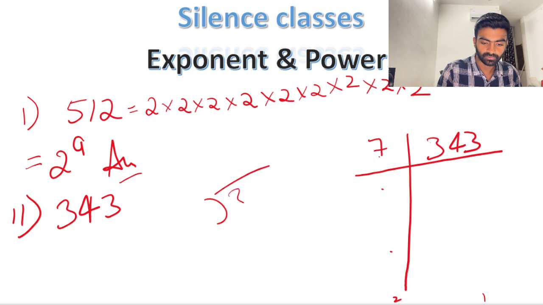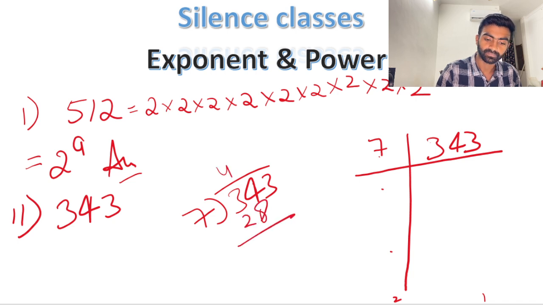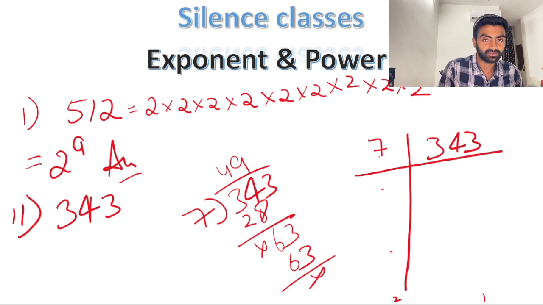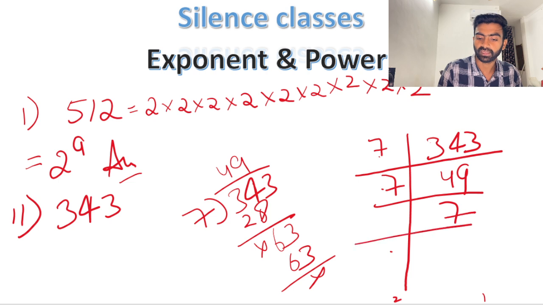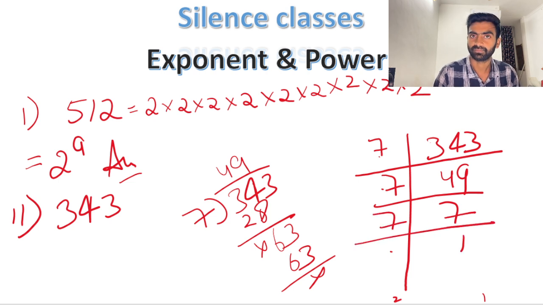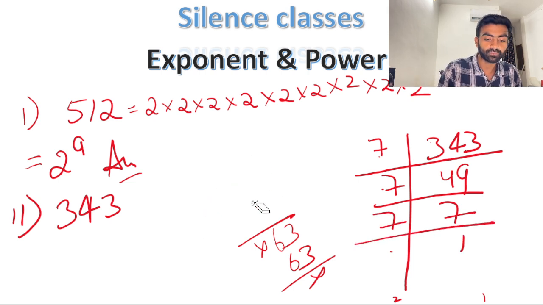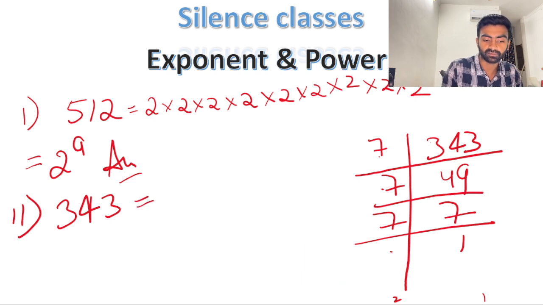Let's check it out. 343 by 7. 7 fours are 28. Okay, and 14, it is also not divisible by, because 14 is coming, 6 and 1, and 7 nines are 63. It is divisible. 49. 7 sevens are 49 and 7 ones are 7.